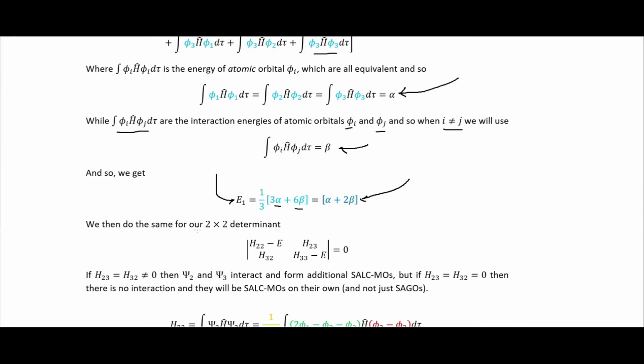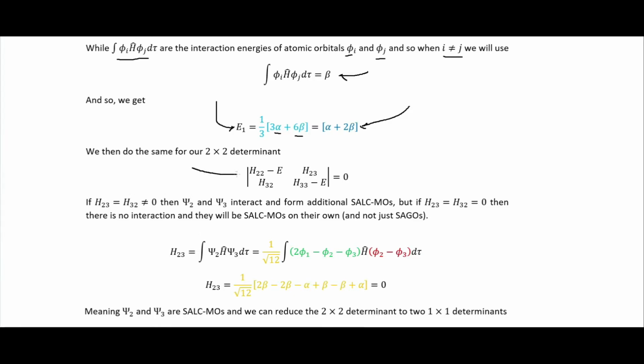If we do the same thing for our 2x2 determinant up there, if the H23 equals H32 and those are not equal to 0, then psi2 and psi3 interact to form additional SALC MOs. But if they are both equal to 0, then there's no interaction, and they will be the SALC MOs on their own, and not just these symmetry adapted group orbitals. If we look at one of these where I is not equal to J and do the integral, multiplying psi2 and psi3 here, and make the same substitutions as above, where we substitute the alpha and the beta, this all ends up equaling 0.